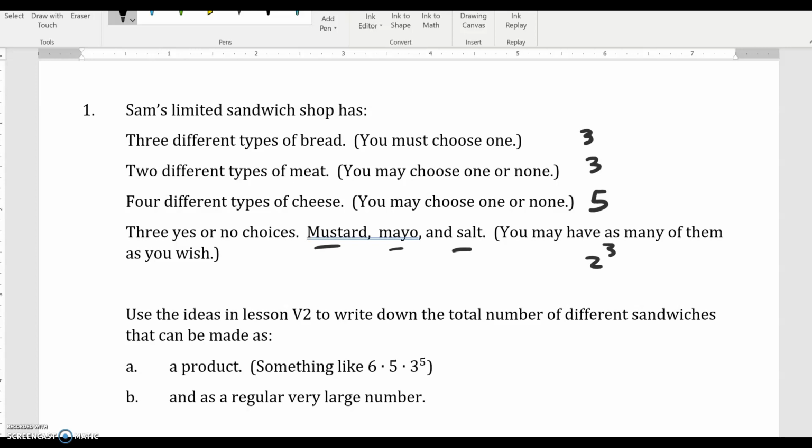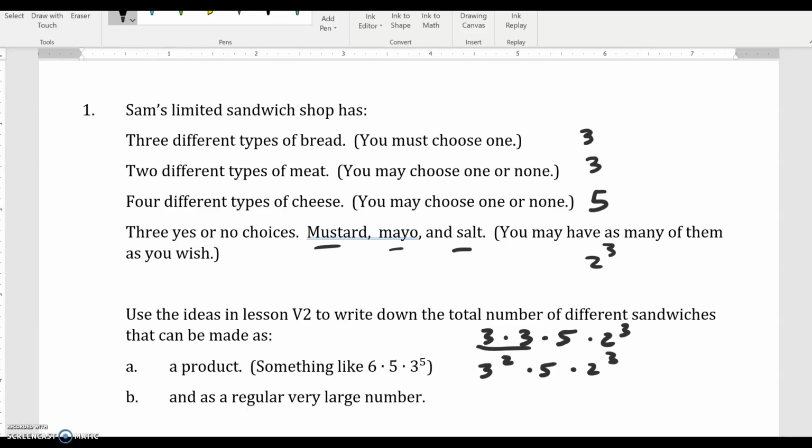So it says write down how many sandwiches you can make as a product. Well, it's going to be our 3 times our 3 times our 5 times our 2 to the 3rd. And that looks a little sketchy because we have 3 times 3, and that could be 3 to the 2nd times 5 times 2 to the 3rd.